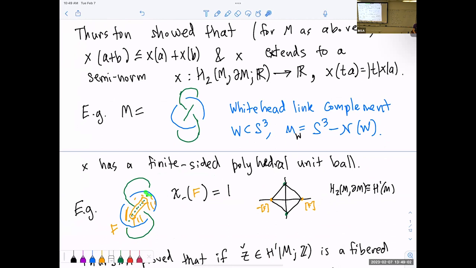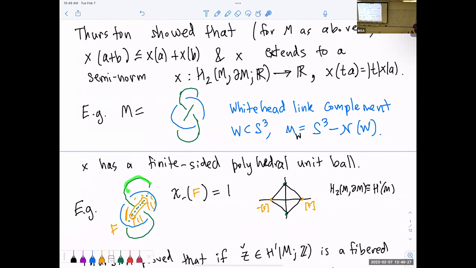If I take either component, the linking number is zero, so I can find a surface that bounds that component and is disjoint from the other component. So you can find a yellow three-punctured sphere, and then you tube it together to get a punctured torus. Chi-minus of that surface is one.